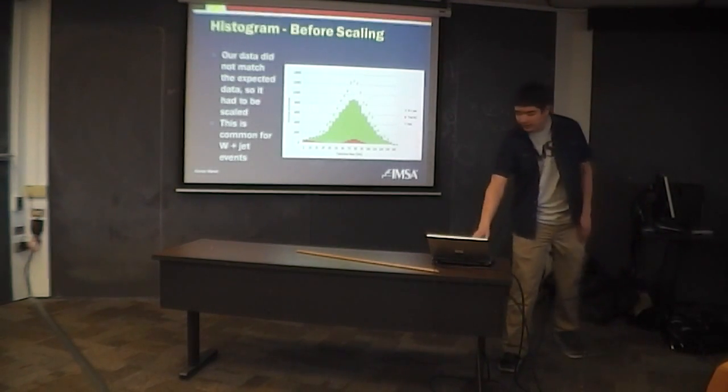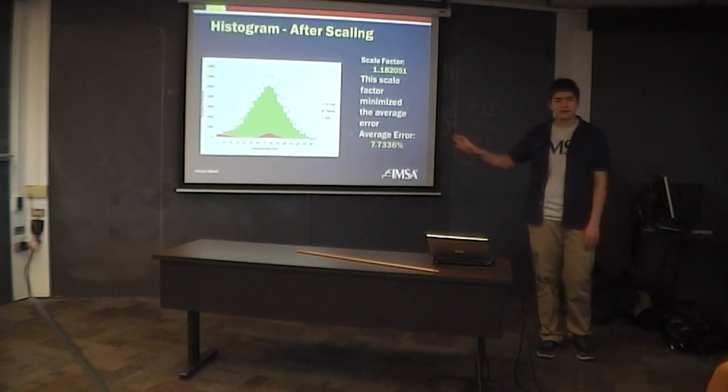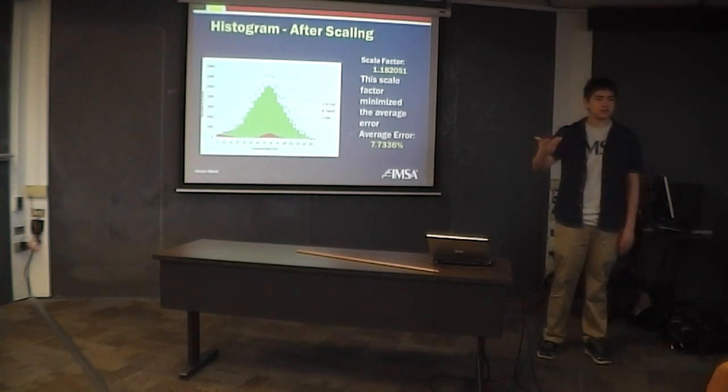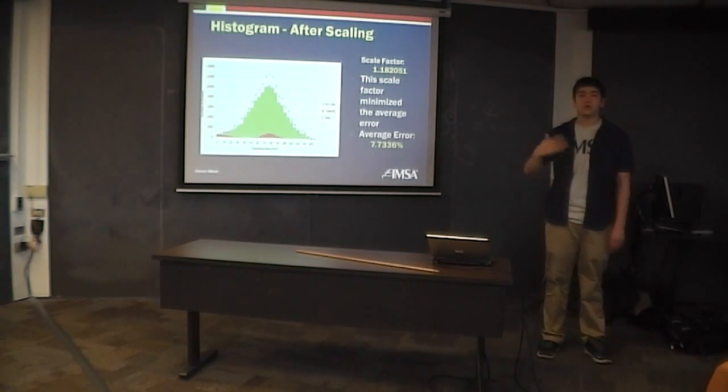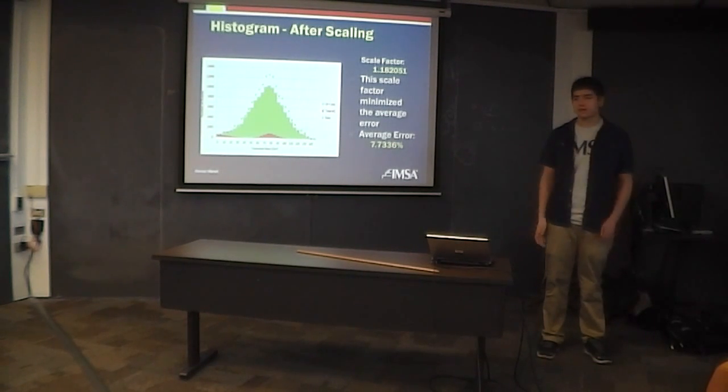And so calculating an average scale factor that was designed to minimize error, I calculated a scale factor of 1.18, which, as I talked about earlier, was multiplied against 3,461 to calculate the total number of expected events. And this came out with an average error of 7.72% based on where you are on the graph.